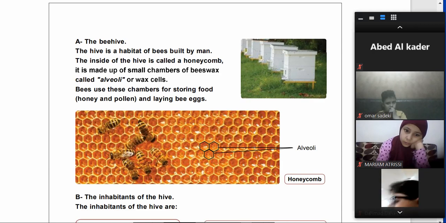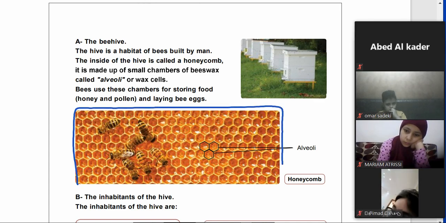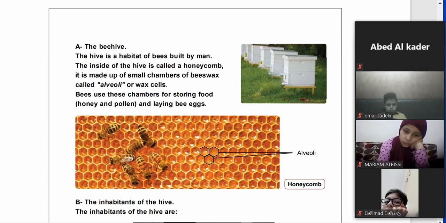Now, let's make an observation of this honeycomb or the beehive. This is called a honeycomb. Each honeycomb is made of small chambers of wax called alveoli. These squares that contain wax are called alveoli. You know that honeycomb, right? These bees use these chambers for storing food.